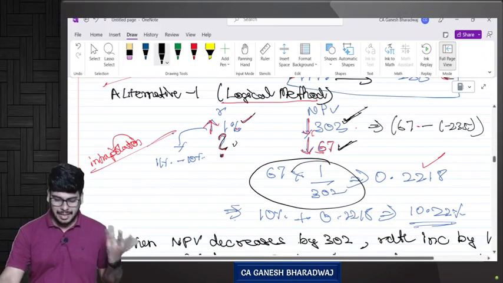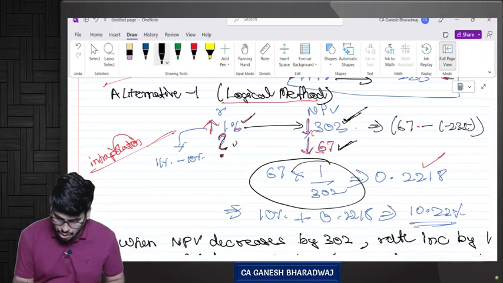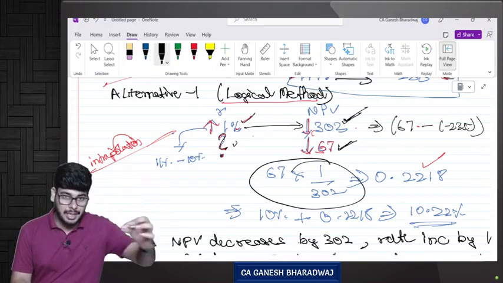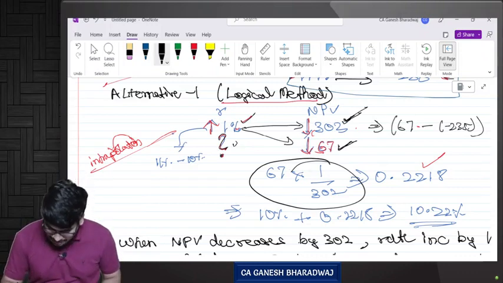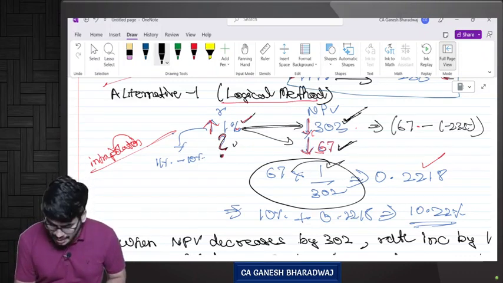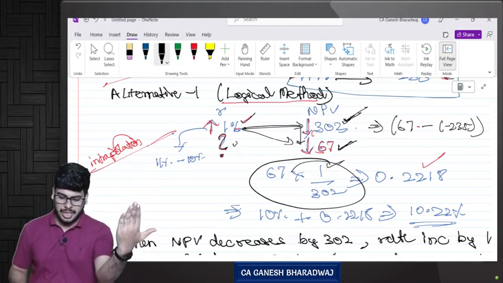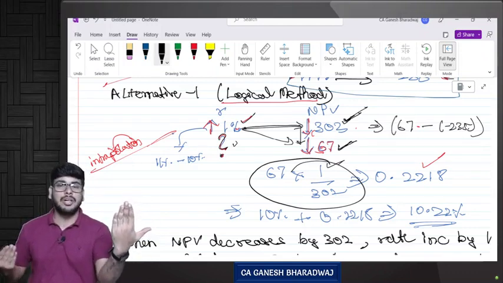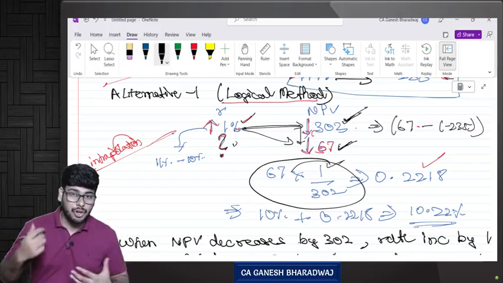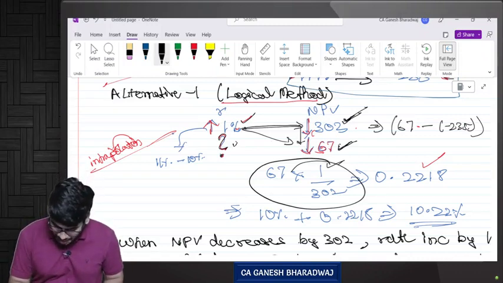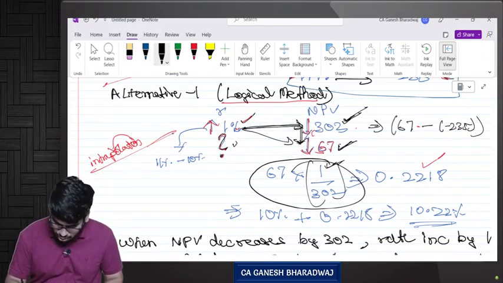Can I say this is nothing but for 1%, the change is how much? 302. How much should be the increase in the rate if you want a fall of how much? 67. This is nothing but 67 into 1 divided by 302. Simple calculation. For every 1% change in the rate, the fall in NPV is 302. If the required fall is 67, by how much should your rate be increased? So this is nothing but 1 divided by 302 into 67. So that's what we have done.